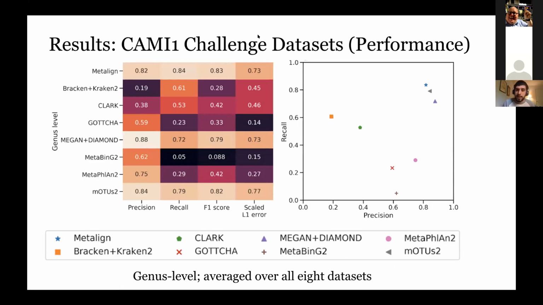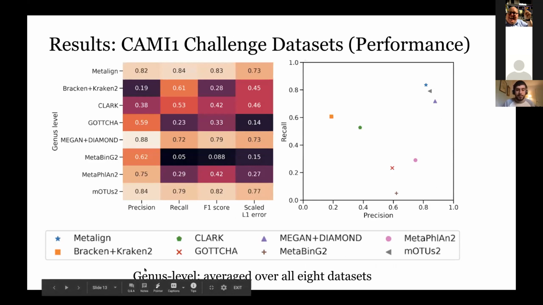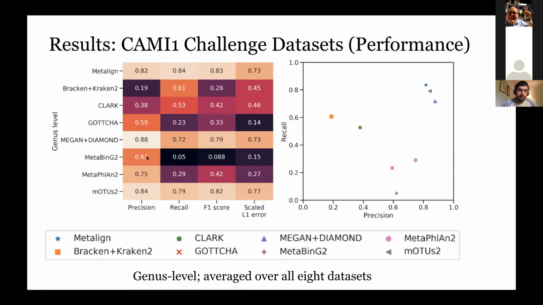So these are the results on the CAMI1 challenge data sets. These are genus level results averaged over all 8 data sets. I mentioned there's 8 data sets and they have varying community diversities. On the left here, we have a heat map with precision, recall, F1 scores, and scaled L1 error. Again, higher is better. This is a 0 to 1 scale, so the lighter cells are better. And here I have a precision versus recall scatter plot. And basically you can clearly see 3 methods: Metalign, Megan plus Diamond, which I mentioned was one of the alignment methods, and MOTUS2 did really well.